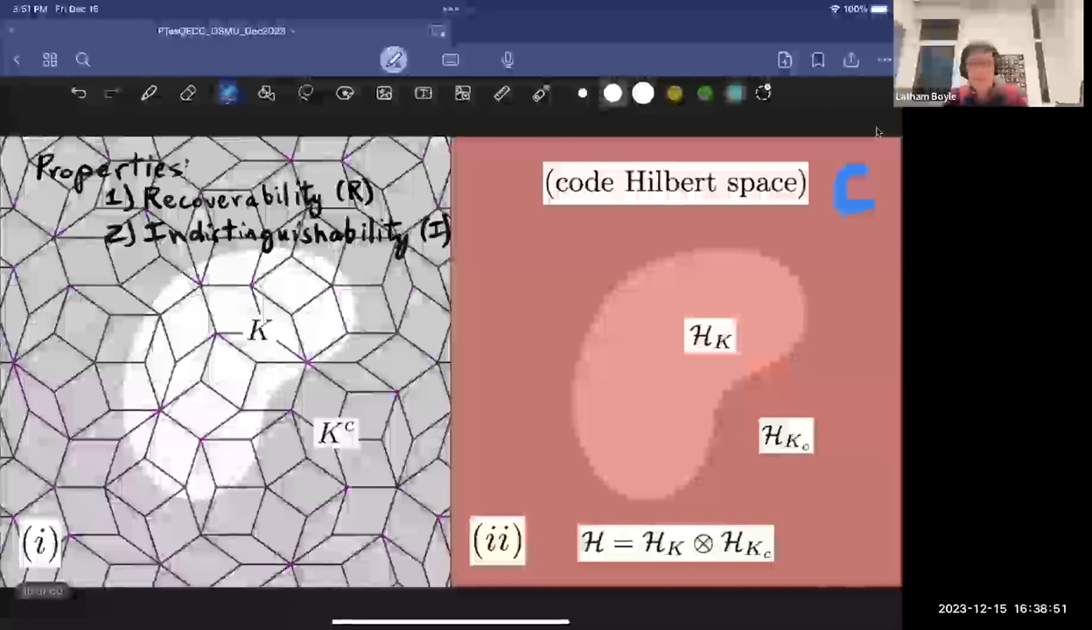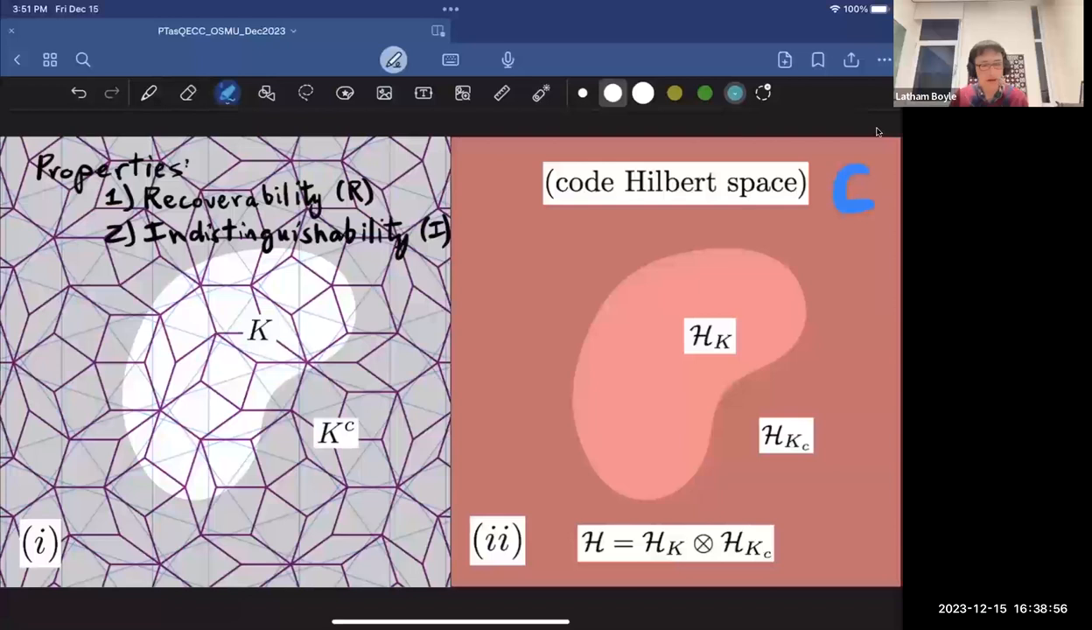But that brings me to the main application I wanted to tell you about today. Another application of the Penrose tiling is that it turns out to basically be a quantum error correcting code, in the sense that I'll describe in a moment.